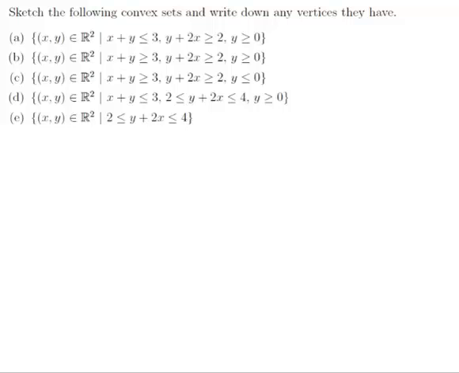Sketch the following convex sets and write down any vertices they have. And there's 5 there to sketch. Well, it says to sketch, which means I need to draw a picture, but not necessarily an accurate one. It just has to have all the important features. And I'm going to need room to draw that picture, so I'll do each of them on a separate page.